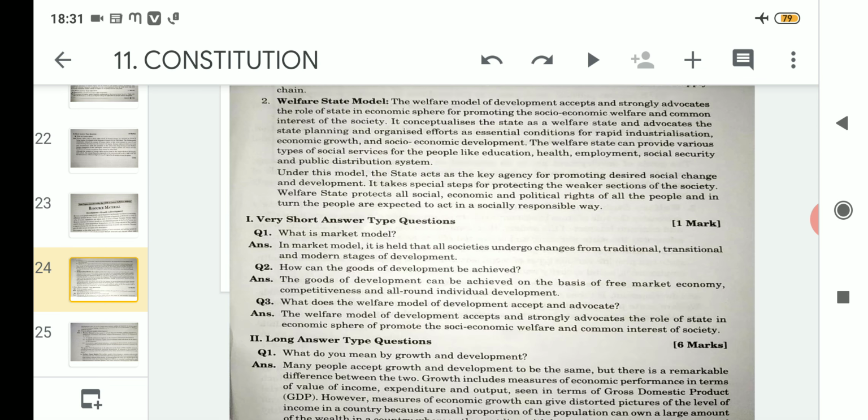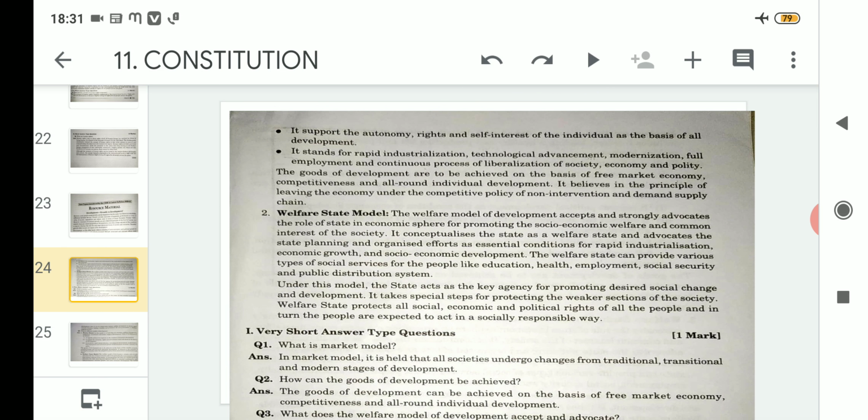Clear? After that, the number two feature is that it supports the autonomy, rights, and self-interest of the individual as the basis of all development. Number one, it has pointed out that political development is directly or indirectly related to economic development. The second feature is that whatever development is there in a society or a country, the market model holds that it is due to the autonomy, rights, and self-interest of the individual. Because of these three criteria, the development is going on.